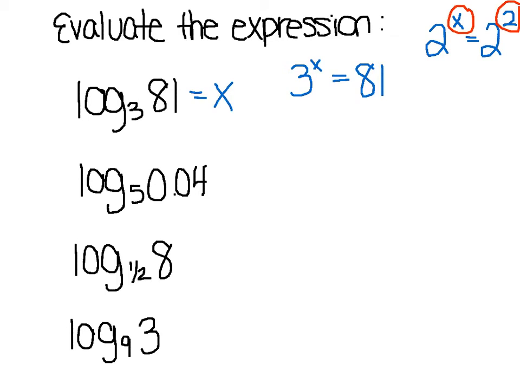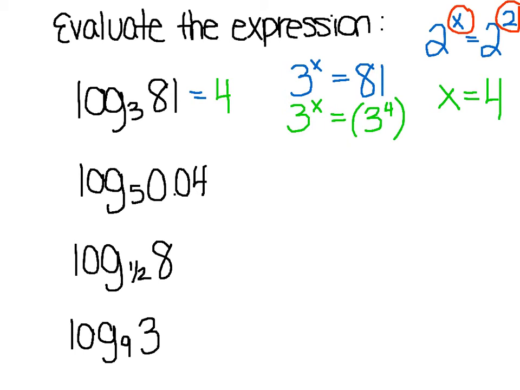Therefore, in this case, 3 to the x equals 81. How can we write 81 to have a base of 3? Well, hopefully you're thinking to yourself 3 to the 4th. Therefore, x equals 4, and therefore log base 3 of 81 actually equals 4.